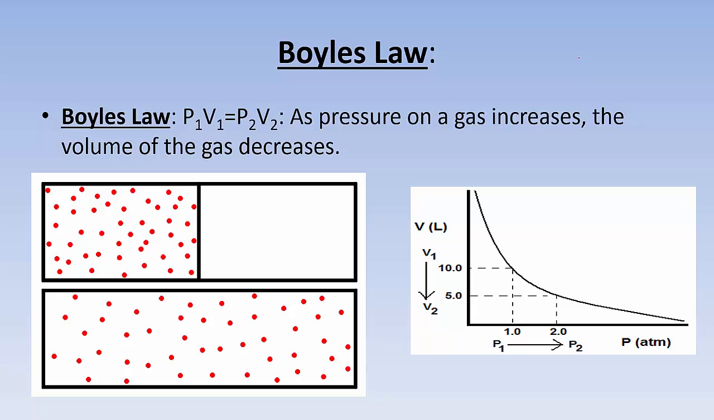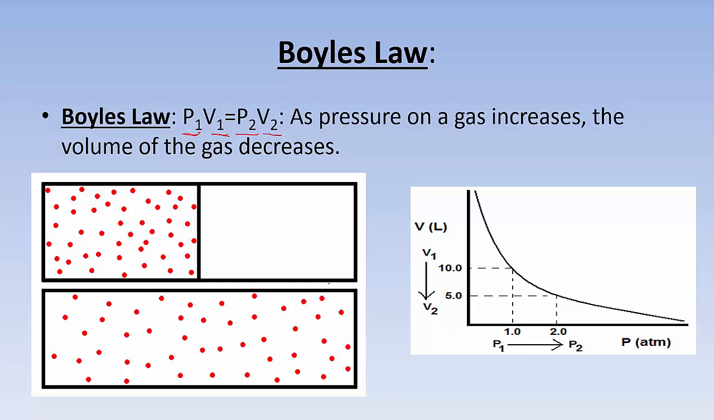So first law we're going to look at is Boyle's law. So Boyle's law is showing the relationship between pressure and volume. So P1 V1 equals P2 V2. Basically it's saying the initial pressure times the initial volume has to equal a new pressure times a new volume. So as pressure on a gas increases, the volume of the gas decreases. Kind of makes sense.